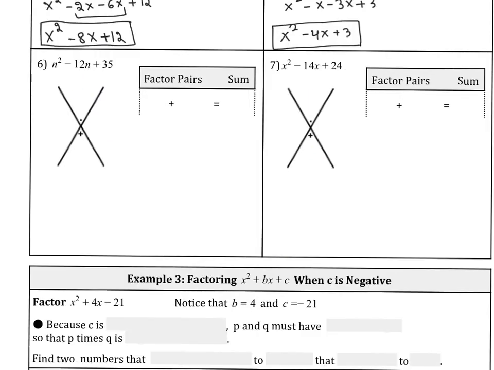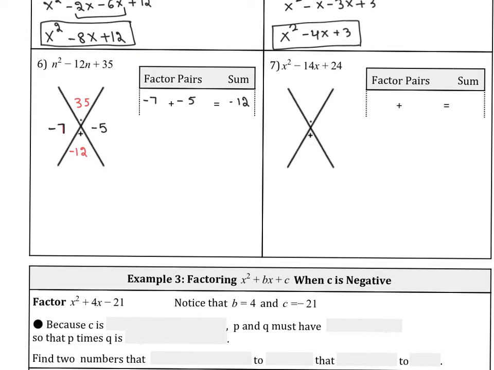Next is number 6. What goes on the top is 35. And on the bottom is negative 12. You're looking for two numbers. When you multiply, you get positive 35. And when you add them, you get negative 12. So we can try negative 7 and negative 5. Obviously, when we add them, it's going to be negative 12.